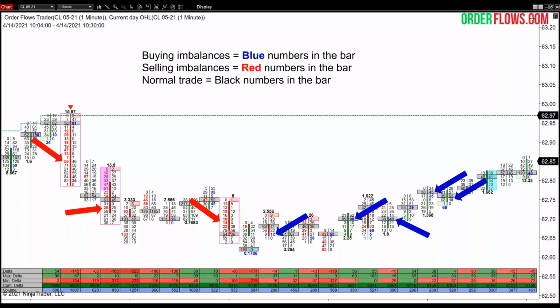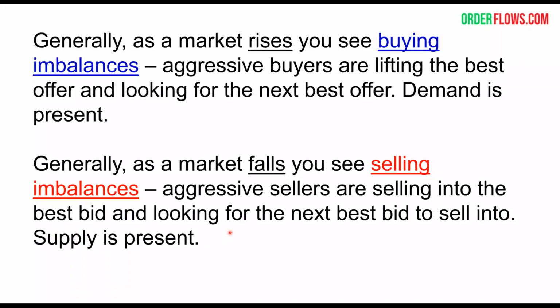Now, generally speaking, as markets rise, you see buying imbalances, right? Why? It's because aggressive buyers are lifting the best offer and looking for the next best offer. Demand is present. Generally, again, I say generally because this is not always the case. I mean, markets do go up on selling imbalances, but that means something else, okay? But generally, as a market falls, you see selling imbalances. Aggressive sellers, rather, are selling into the best bid and looking for the next best bid to sell into.